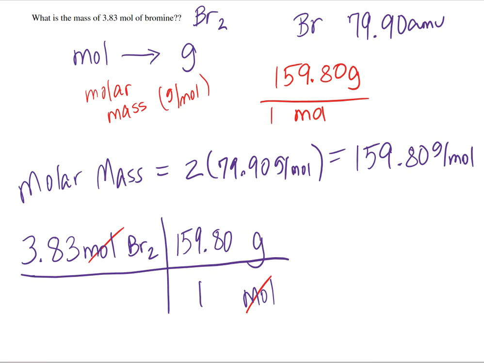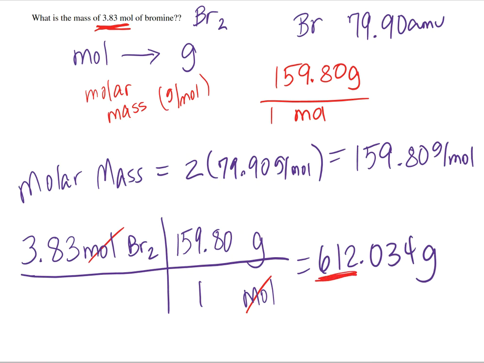And so in your calculator, you're going to have the 3.83 times the 159.80. Your calculator is going to give you 612.034 grams. If we're reporting it based on the rules of significant figures, we were only provided 1 measurement. It had 3 significant figures. We were only multiplying and dividing as we set up the problem. So our answer should have 3 significant figures.